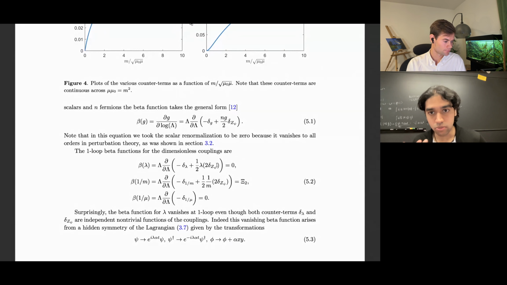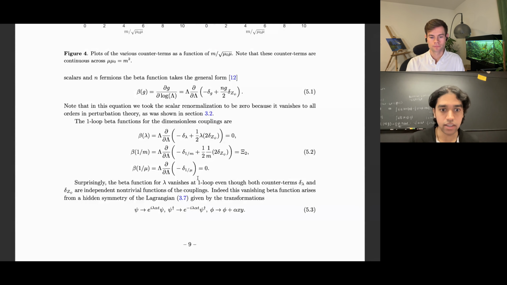And once we tried to analyze it, it took us some time, but eventually we were able to find this very unique hidden symmetry for this system that would actually enforce what is known as the Ward identity of this vanishing beta function for lambda. And that's what you see in this equation 5.3, which is a very specific, unique transformation of the fields psi and phi themselves that leads to this very specific Ward identity of the first vanishing term of 5.2 to all orders in the perturbative series.